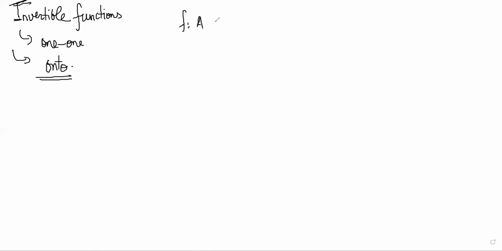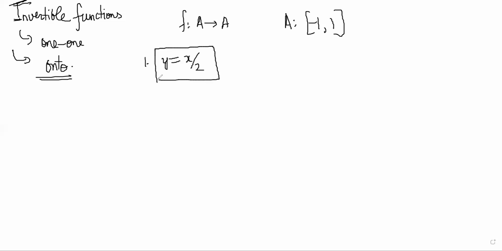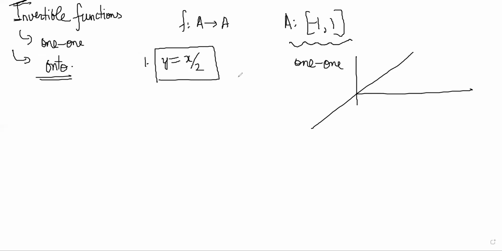F of A to A is -1 to 1, and you have to check which of the functions are invertible. Okay, first function is y is equal to x by 2. It is clear that this function is 1-1. Why? Because it is constantly increasing. Its graph is like this, and if it's an increasing function, then throughout this domain it is increasing. So it has to be 1-1.